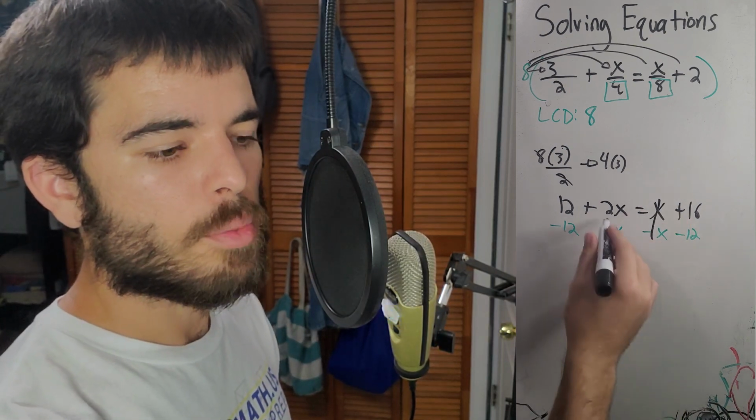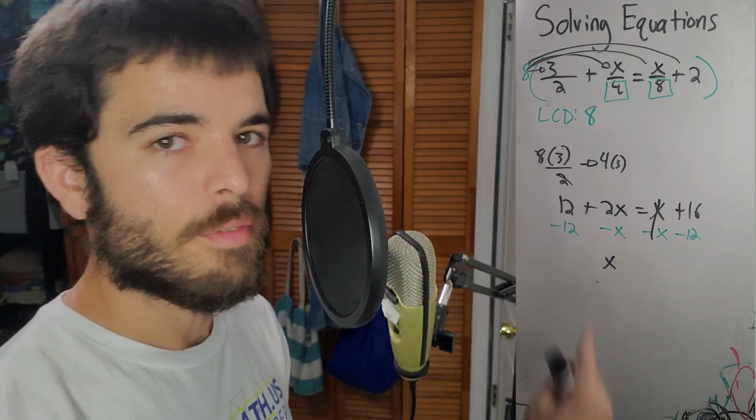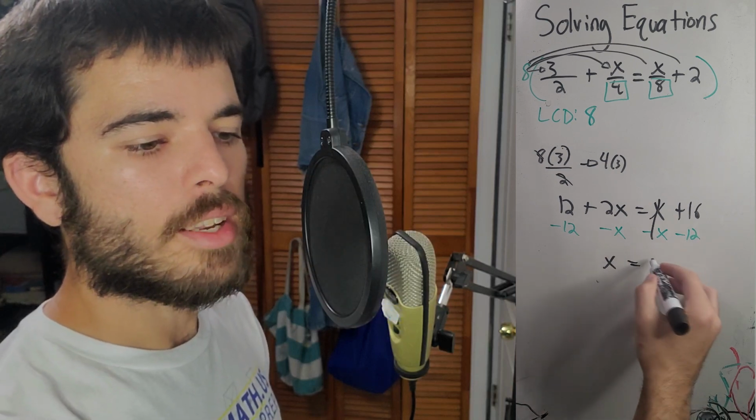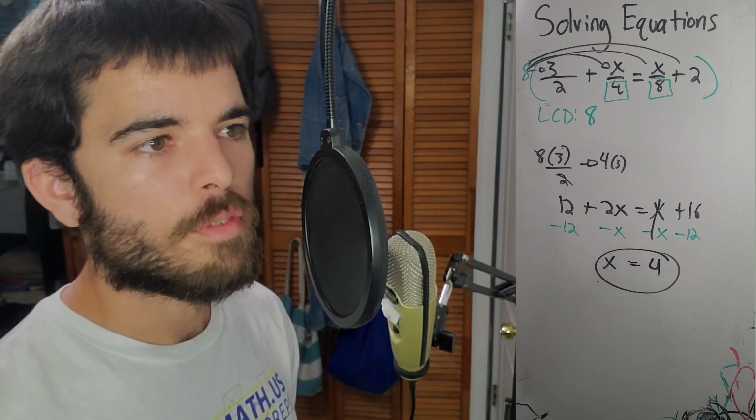So when we subtract x, we get 1x. Now we don't have to draw that 1, okay? It's just invisible. So it's just going to be x. And then we have to subtract the 12, and that's going to give us a positive 4, and that's our answer. A quick little bonus tip to finish off this video.